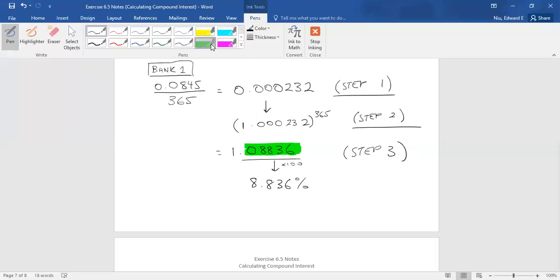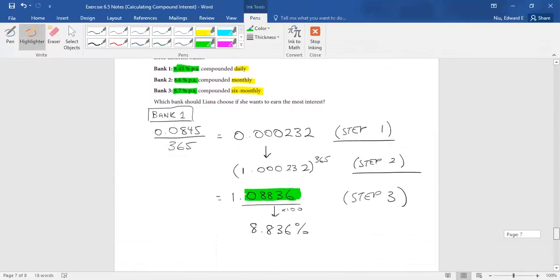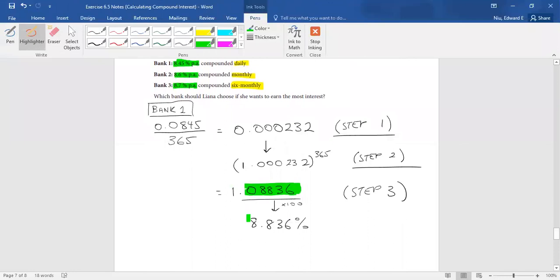Our effective interest rate here for Bank 1 is 8.836%. That's the real rate. If we looked at what they were saying, it's 8.5% per annum, right? But really, you're actually earning a bit more than that because it's being compounded daily. Let me know if you have any questions. Let's take a look at the next one.